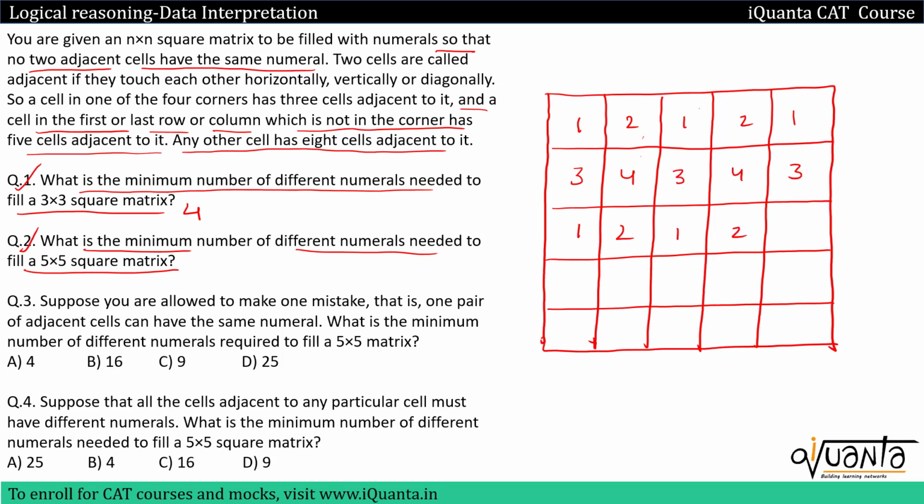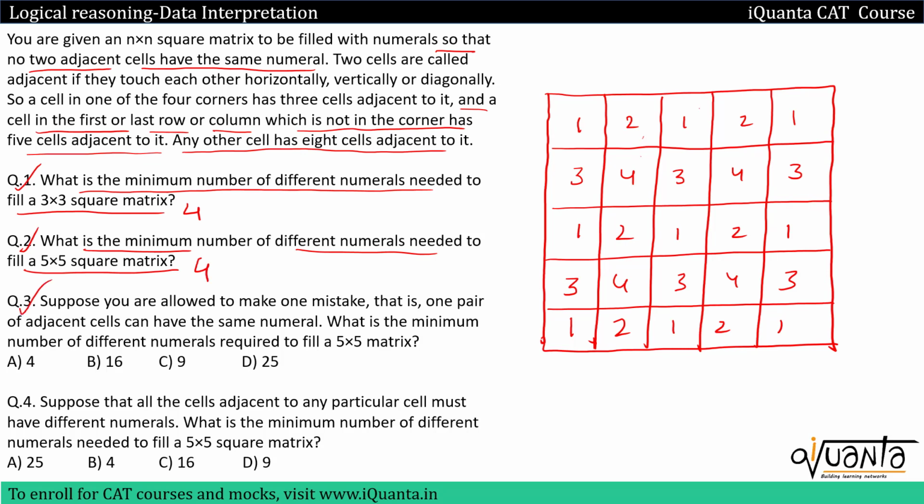Again 1 2 1 2 1. Then here we should have 3 4 3 4 3. Then 1 2 1 2 1. So yes, in this matrix as well, there are no two adjacent cells having the same numeral. So again I need 1 2 3 4 only. That means 4 numbers to fill this 5 cross 5 square matrix. This is also done.